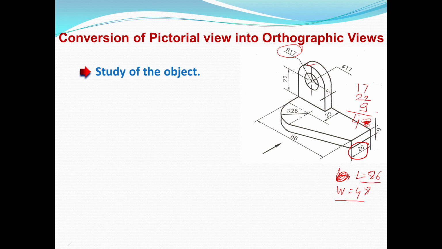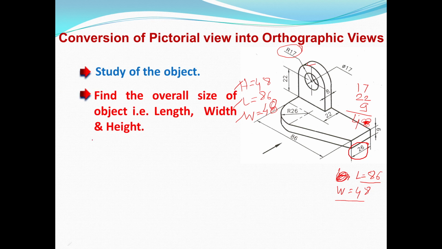48, 48. Okay, 17 plus 22 plus 9, so it's 48. So height 48, length 86, and width 48. The second stage is to find the overall size of the object, that is length, width, height: 86, 48, 48.